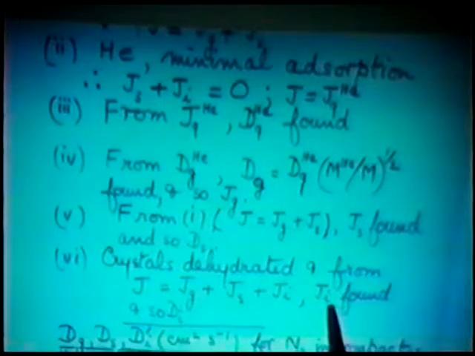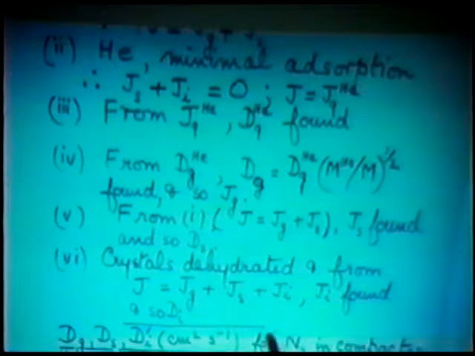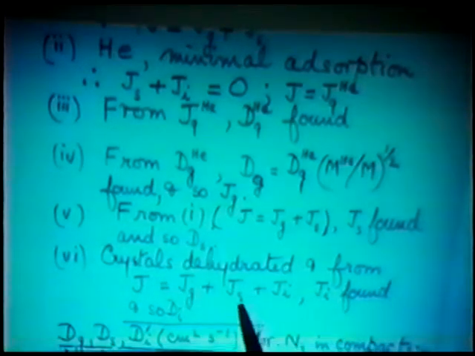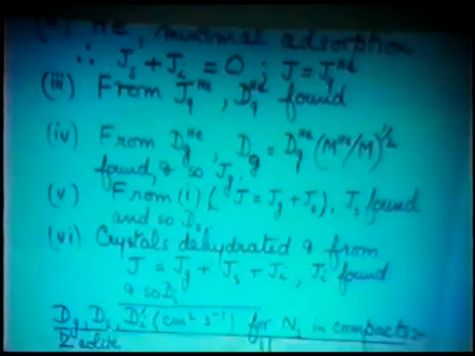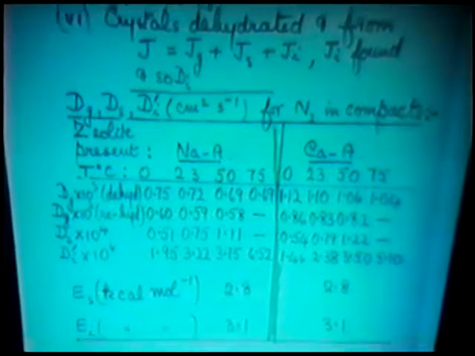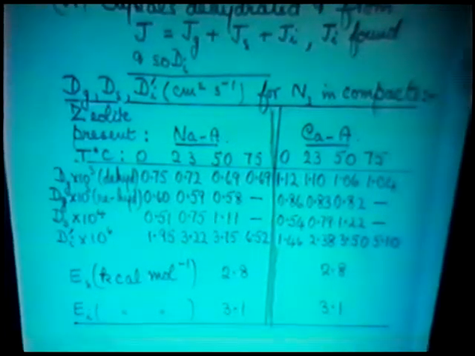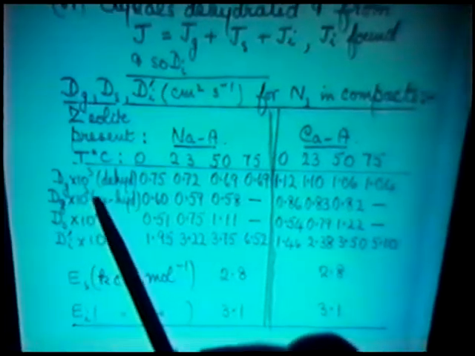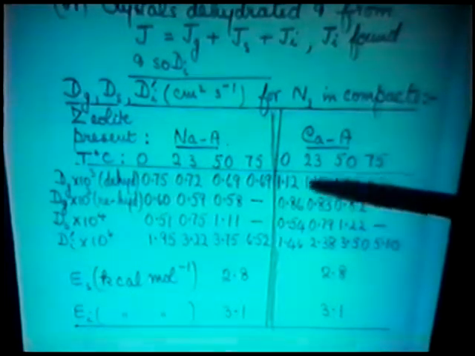Next, the crystals were dehydrated, and from the sum of the three terms, we know this, and we know this, and we measure this, we get Ji, and hence we get Di. And a typical set of numerical results is given in the transparency. You'll see that, as I said earlier, for nitrogen, dG is of the order 10 to the minus 3 centimeters squared seconds to the minus 1.